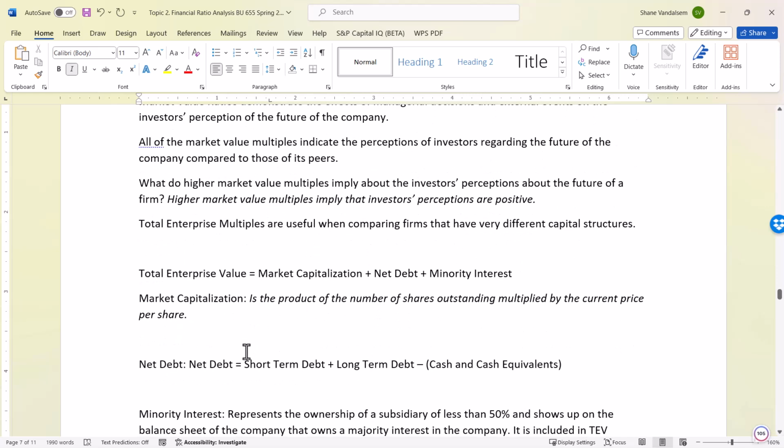Net debt is defined as short-term debt plus long-term debt minus cash and cash equivalents. So the key term here is net. The idea behind net debt in the calculation here is that any cash the firm has could be used to pay off any debt that it has. So we want to take into account this idea of cash as being negative debt, the ability to reduce that debt immediately if necessary.